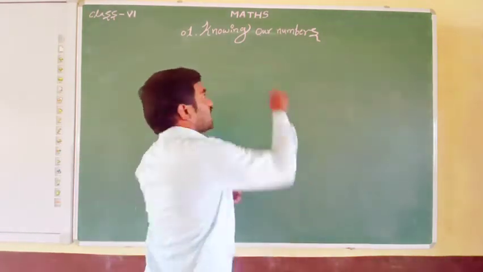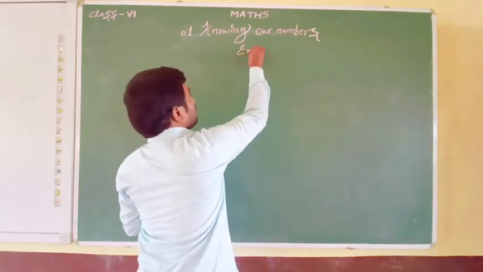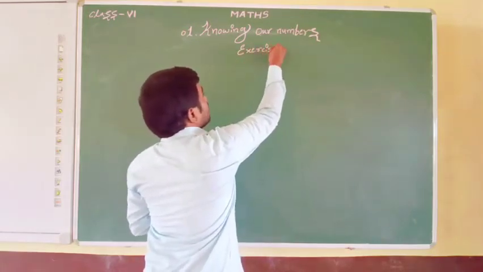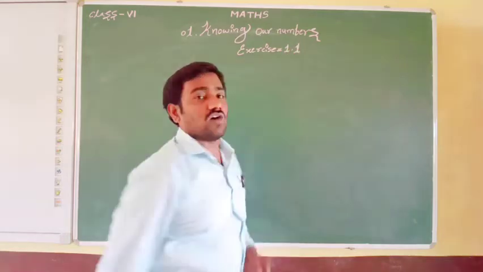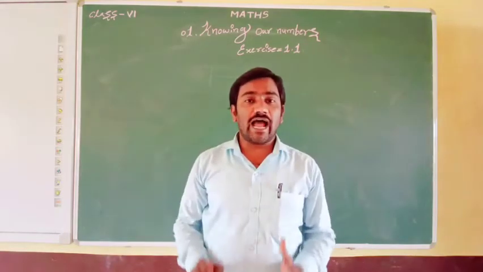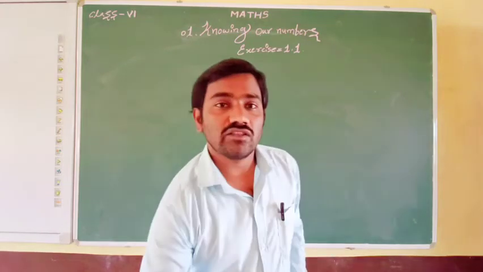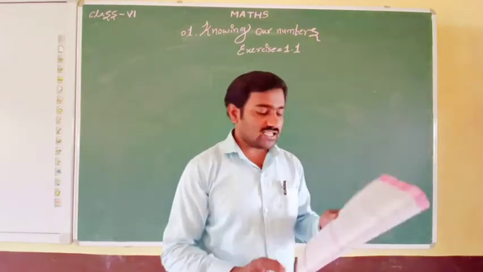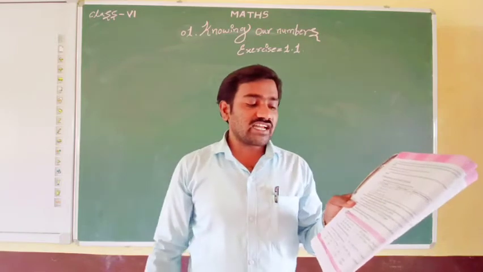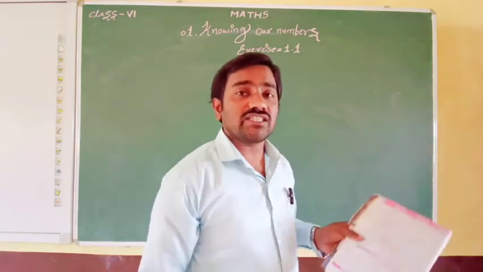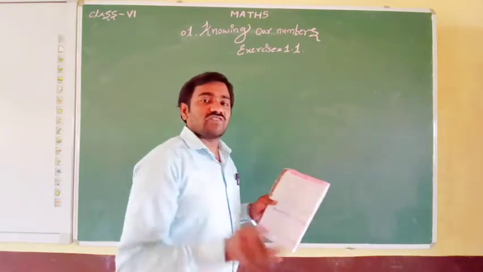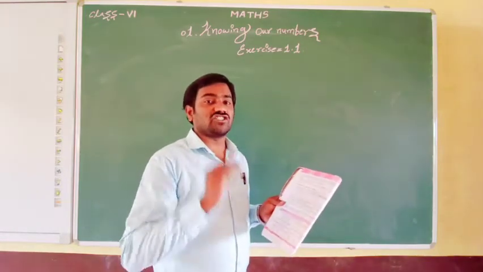Knowing our numbers, exercise number 1.1. First chapter, first exercise. So without wasting time, let us learn the first bit of this exercise, which is the greatest and smallest among a group of numbers. That means they have given some numbers here. Among these numbers, we have to identify which is the greatest one and which is the smallest one.